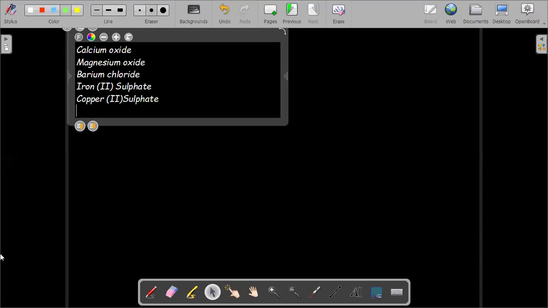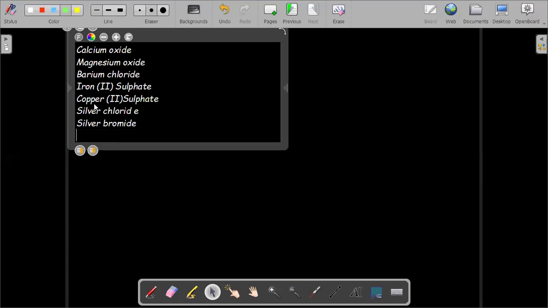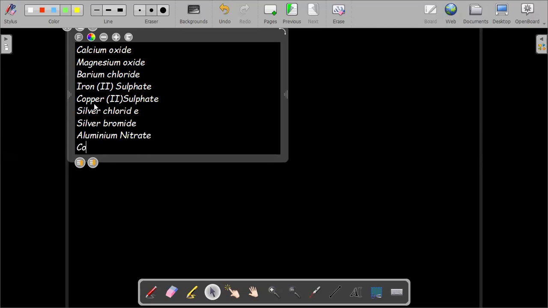How many of you have made these formulas? Harshit? Done. Okay, very good. So silver chloride, try out these also: silver chloride and silver bromide, aluminium nitrate, copper chloride.